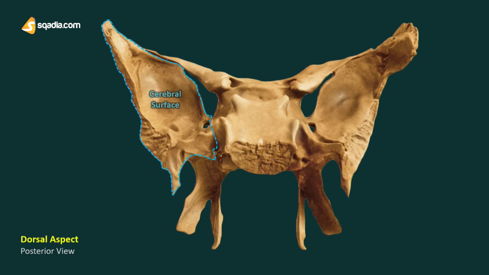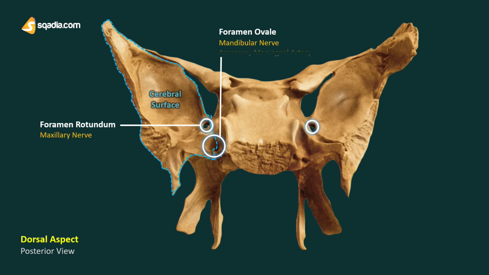Now the cerebral surface consists of three major parts. Firstly, we have the foramen rotundum, which transmits the maxillary nerve. Secondly, we have the foramen ovale, which allows the passage of the mandibular nerve and accessory meningeal artery. And thirdly, we have the foramen spinosum, that is traversed by the middle meningeal vessels and the spinous nerve.